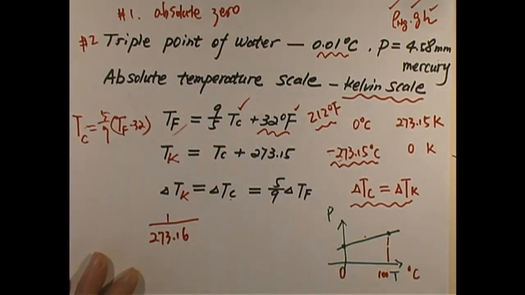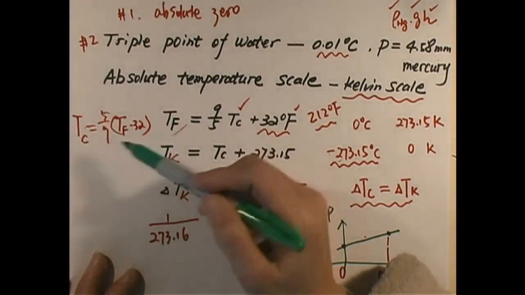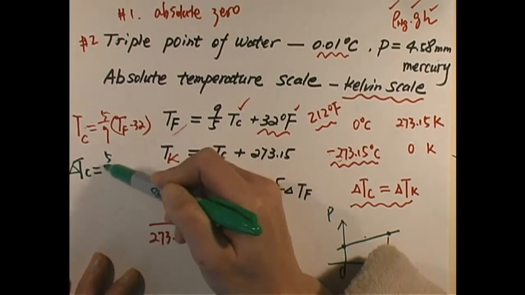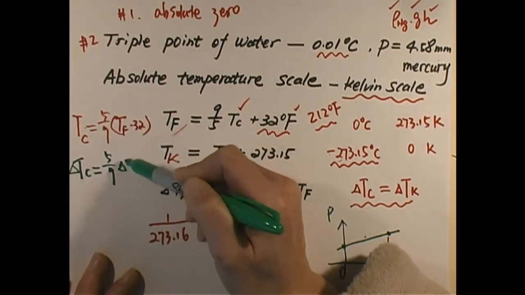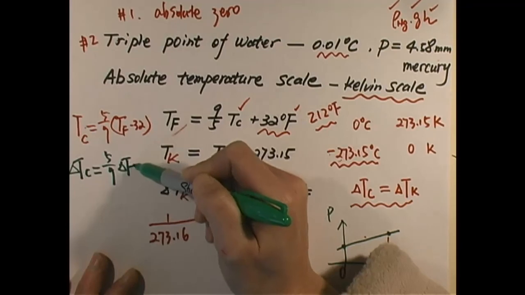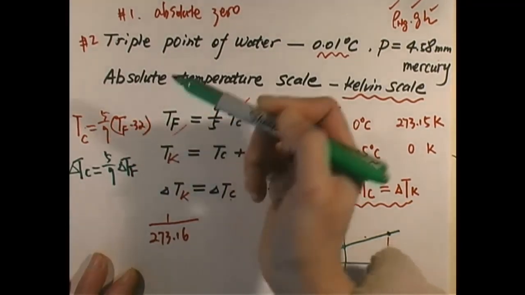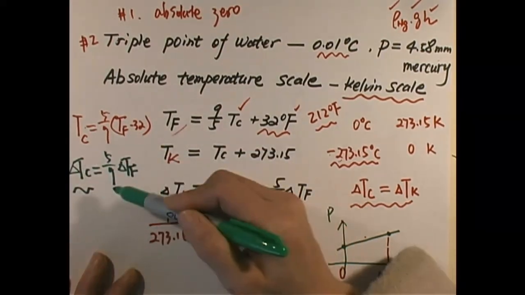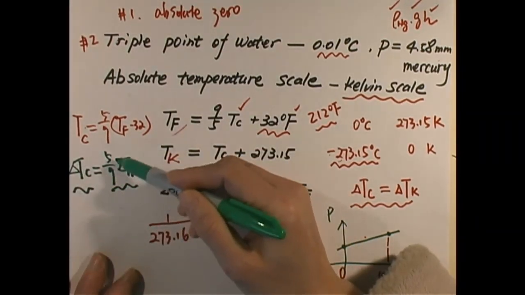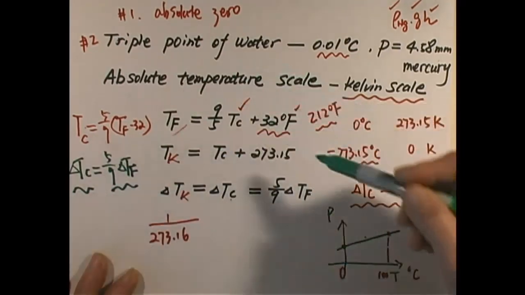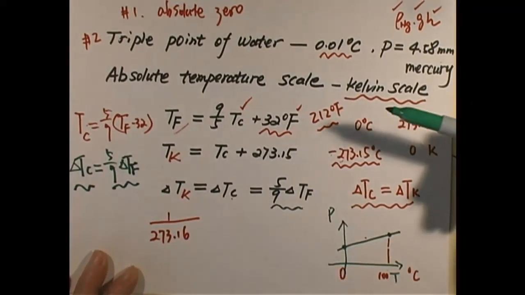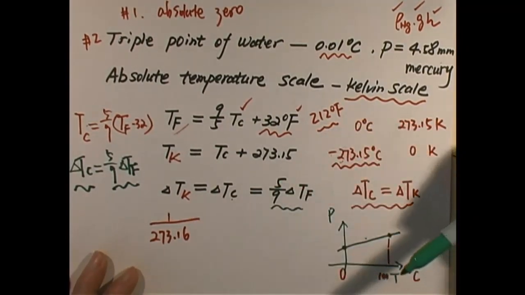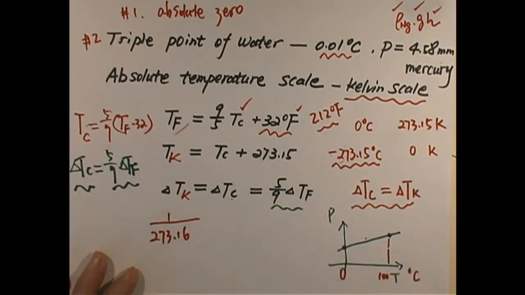So, if you look at this equation and we take delta of both sides, then delta T in Celsius equals this coefficient times delta T in Fahrenheit, and the delta of the constant is gone. So a 1 degree change in Celsius is 1 over 5/9 of a degree change in Fahrenheit. This is how we get that. So the increment is different between Celsius and Fahrenheit, but Kelvin and Celsius are the same.